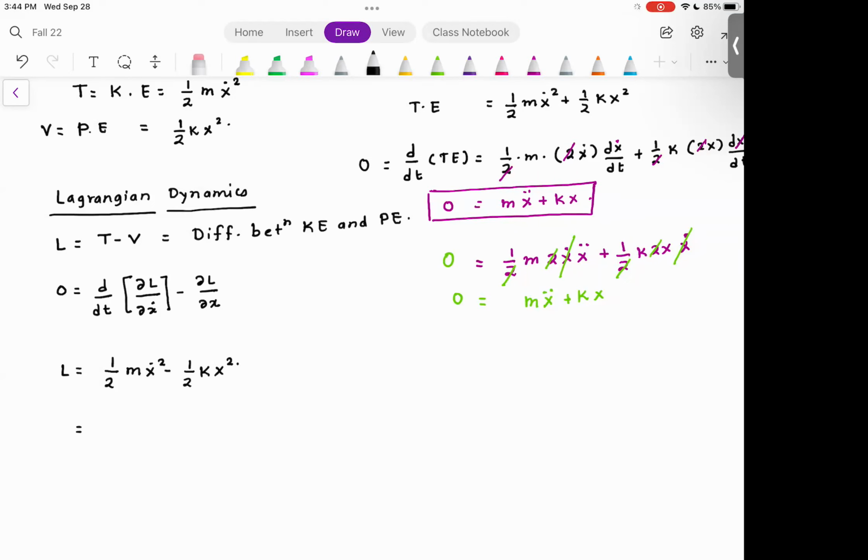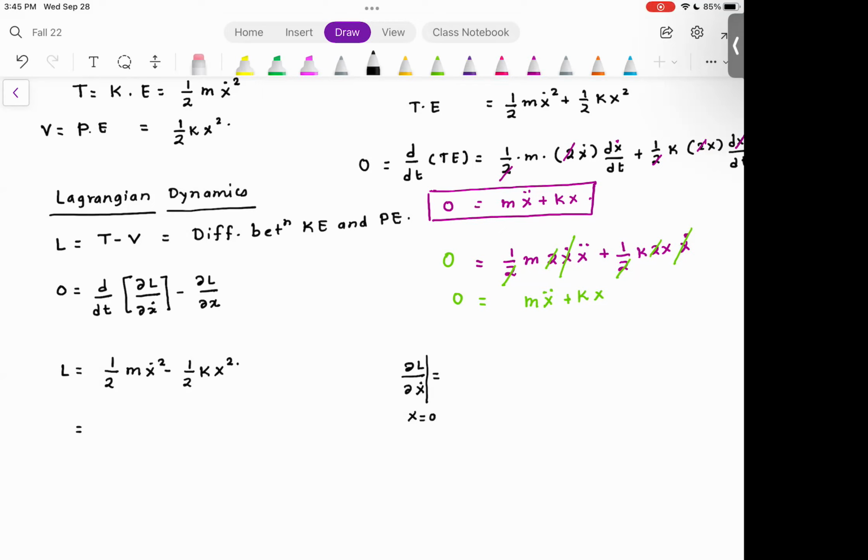So what I'm going to do is take partial L by partial x dot. Partial L by partial x dot, which means all x values are considered to be 0.